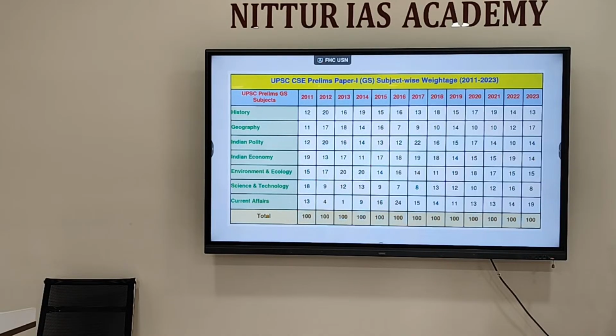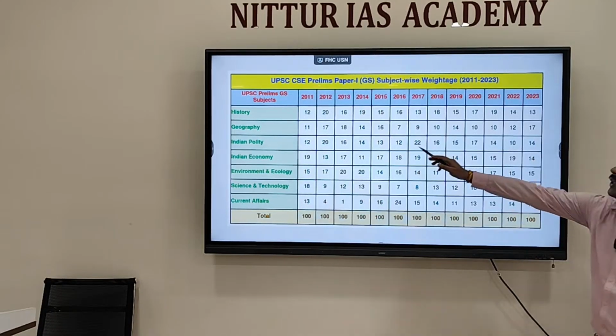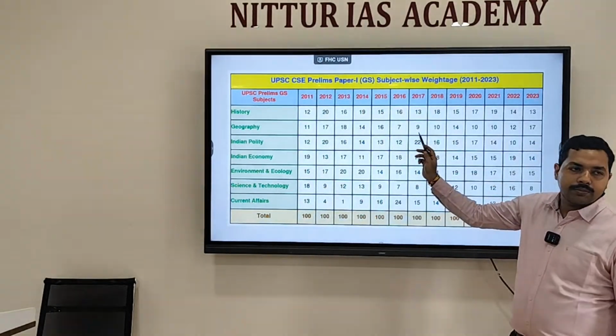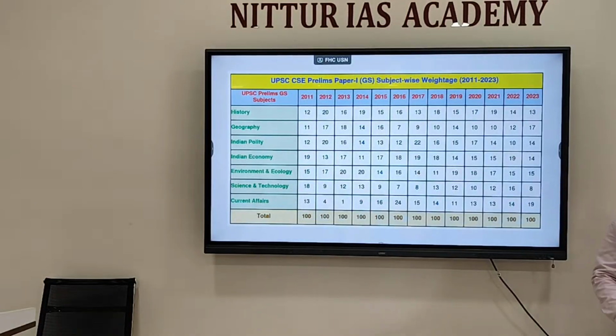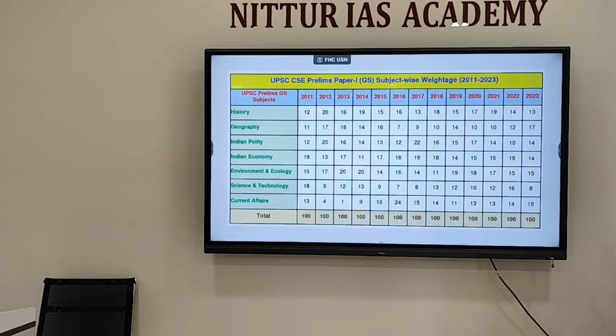So on an average, you are getting around 12 to 13 questions. Sometimes you are getting higher numbers, sometimes lower numbers. On an average, you are getting around 12 to 13 questions from geography in the prelims. Clear? And 12 to 13 means how much marks? 26 marks. So you are getting around 26 marks in the examination.